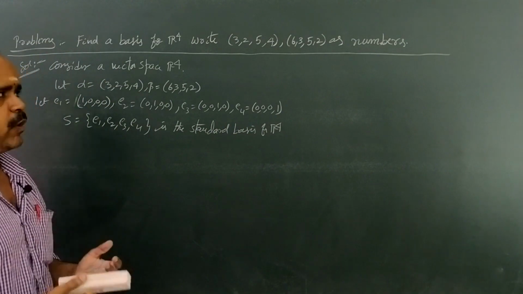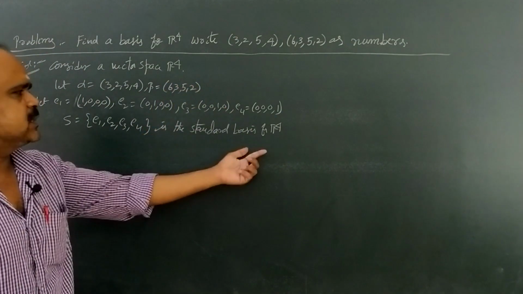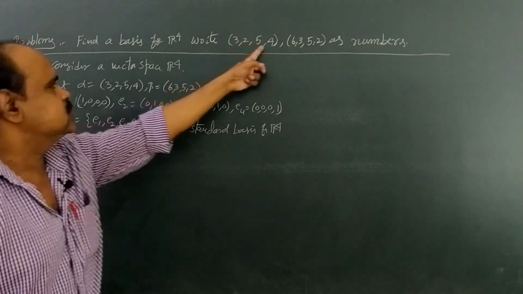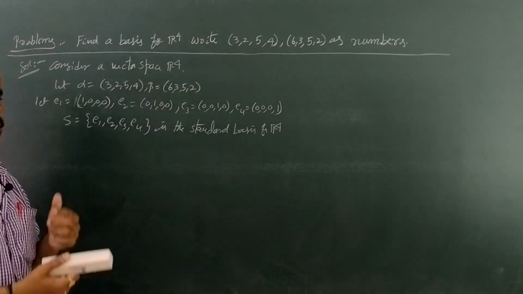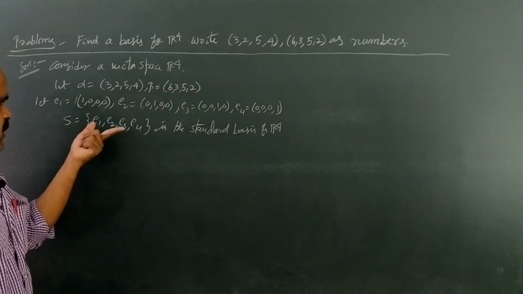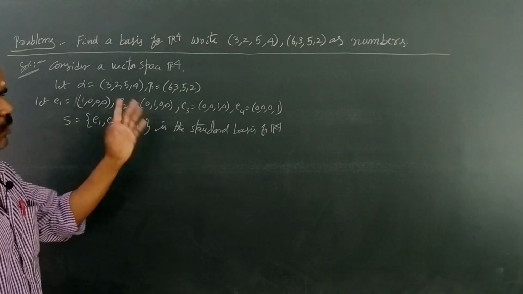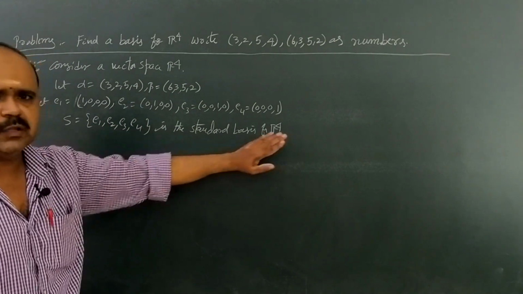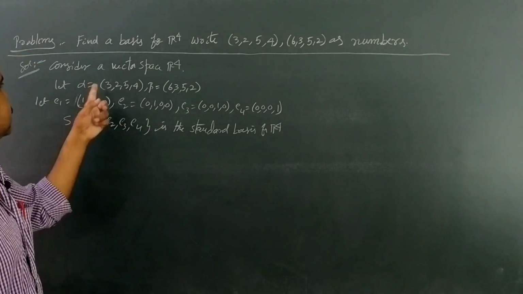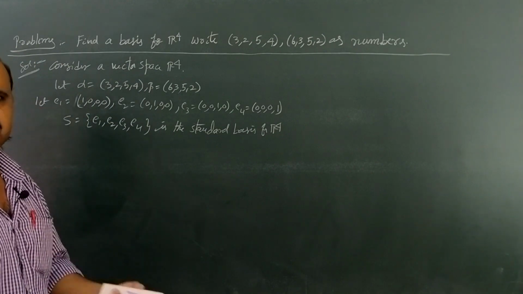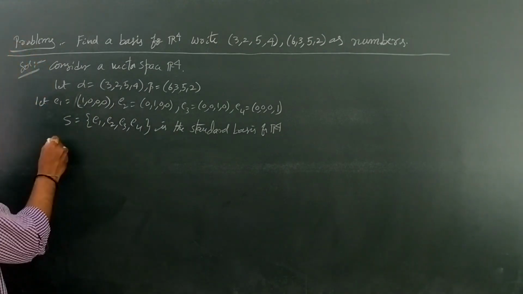Now we are going to find a basis for R power 4 which contains these two vectors alpha and beta by using capital S.